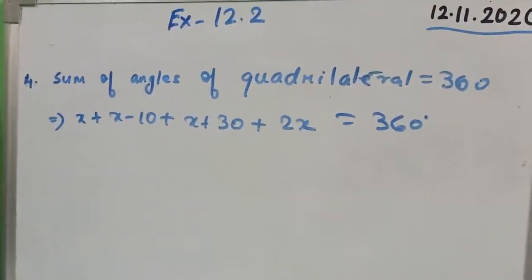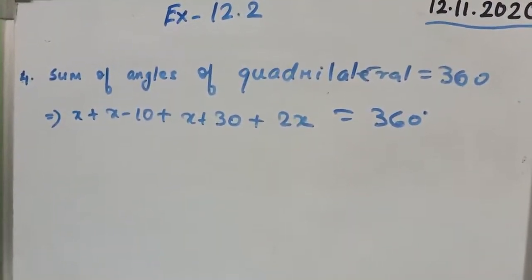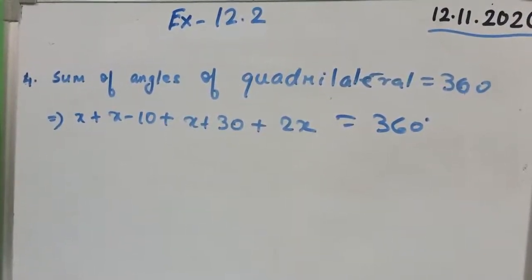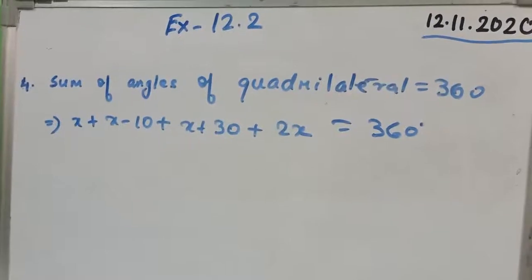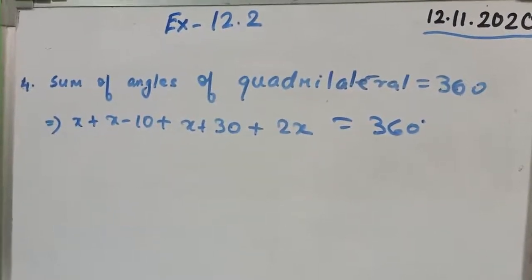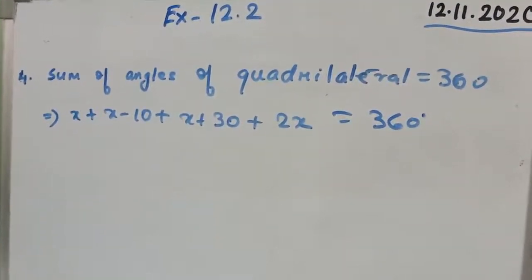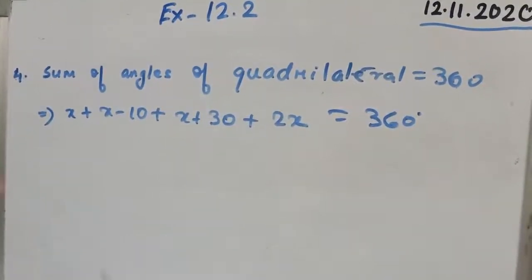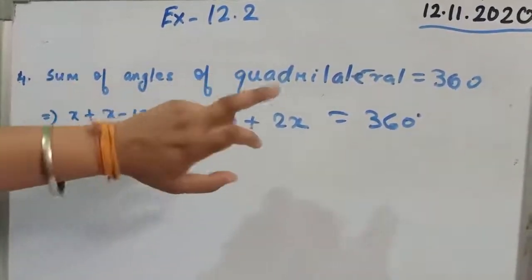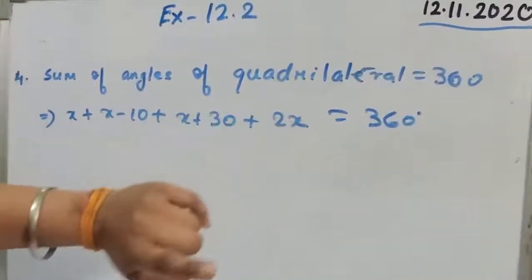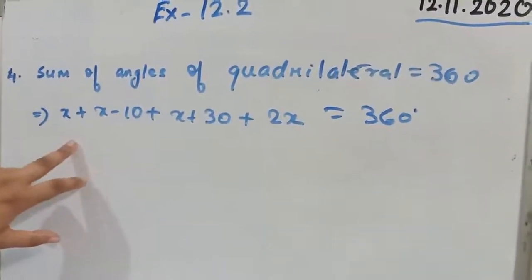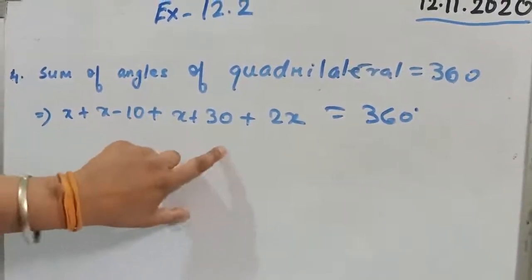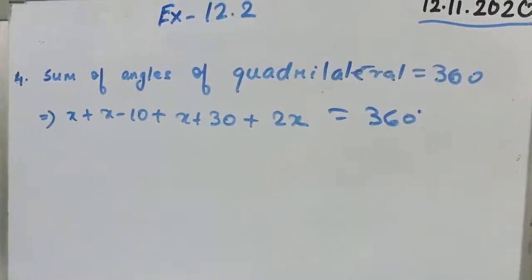Question number 4. If the angles of a quadrilateral are x degree, x minus 10 degree, x plus 30 degree and 2x degree, then the greatest angle is. Now, from the question we can easily understand the greatest angle will be 2x. But we have to find the value of x. For that, we know sum of angles of a quadrilateral is equal to what? 360 degree. Now, what are the angles given in your question? x, x minus 10, x plus 30 and 2x is equal to 360 degree.